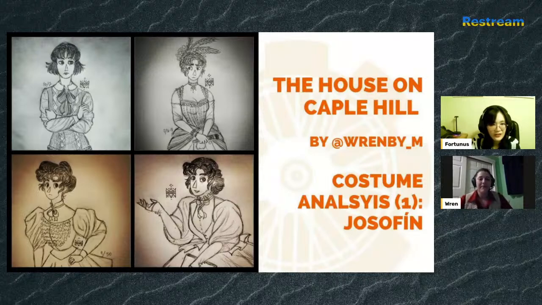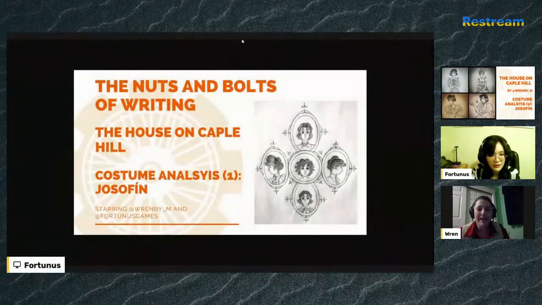Okay, there we are. There it is. So the one in the middle is how Josephine looks at the end of the Book of Ka.